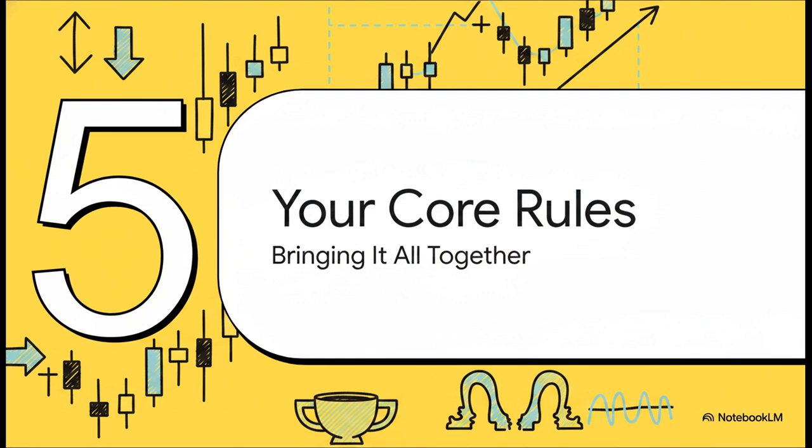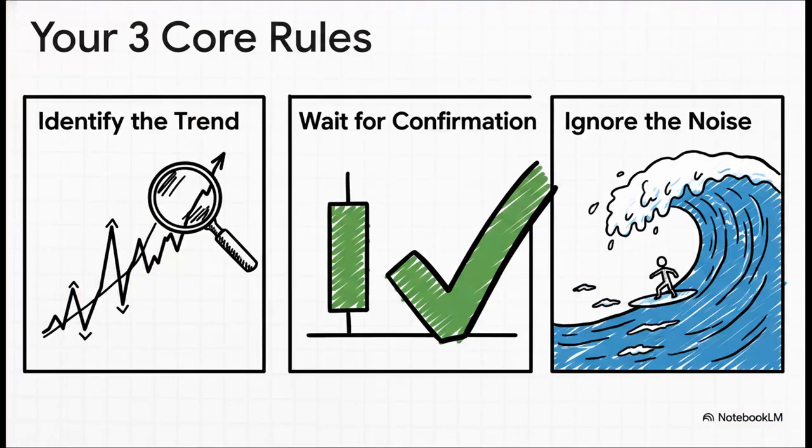Okay, we have covered a lot of ground. So let's bring it all home and boil everything down into 3 simple core rules that you can take with you and use immediately. Here they are. It's this simple. Rule number 1, always know the main trend. Are we making higher highs and higher lows or lower highs and lower lows? Rule number 2, be patient and wait for confirmation. A wick is not a break. Only trust a break when a candle body closes past that level.